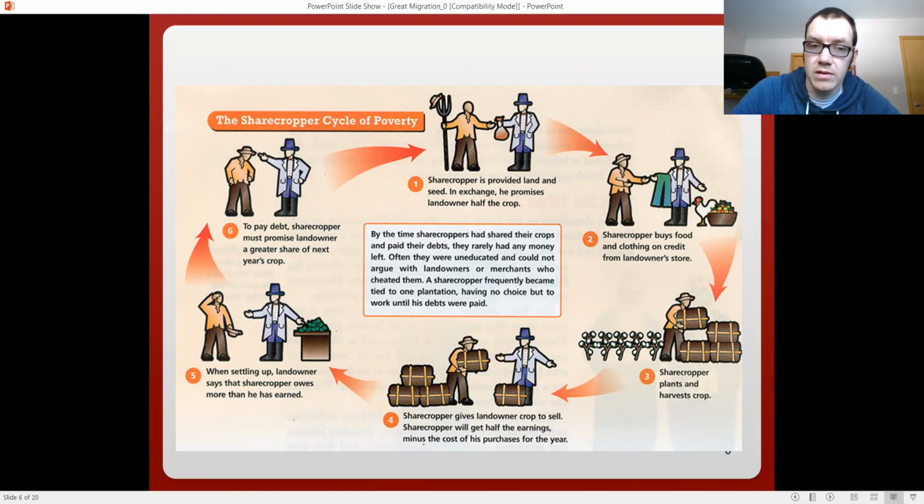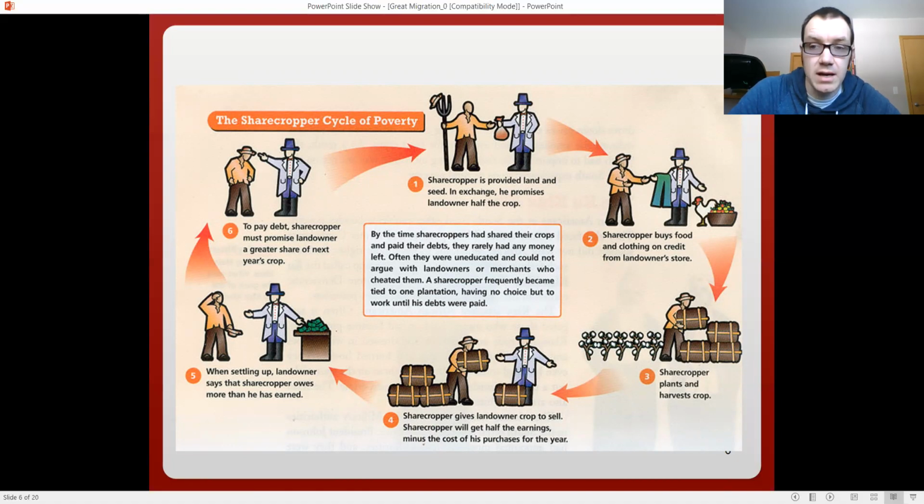And here's how it worked. This is one way that landowners in the South would use the system to keep African Americans basically enslaved financially. So the first one is the sharecropper, which is African Americans or poor white people as well. Sharecroppers provide land and seed. In exchange, he promises the landowner half the crop.